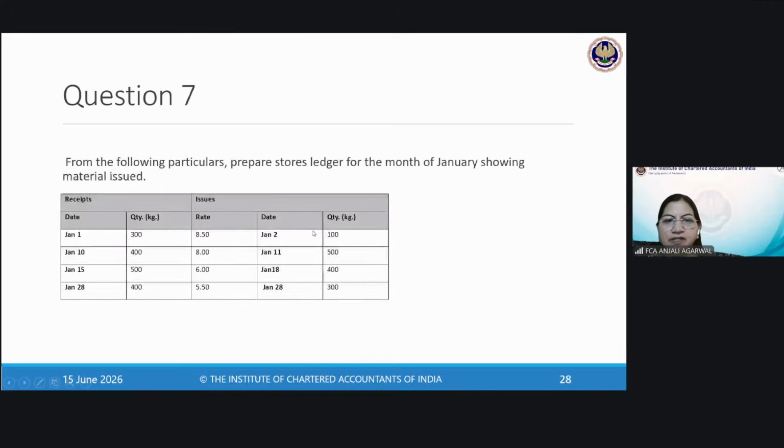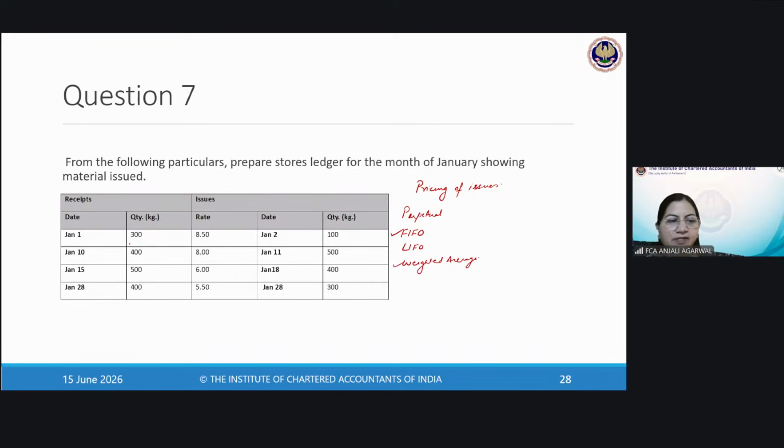And another question that comes in material is how do you price your issues, pricing of issues. We talked of pricing of receipts and pricing of issues. So here you can follow a perpetual inventory system or periodic. In perpetual, you can follow different methods based on cost: FIFO, LIFO, weighted average, simple average. But FIFO and weighted average are more prominently followed.